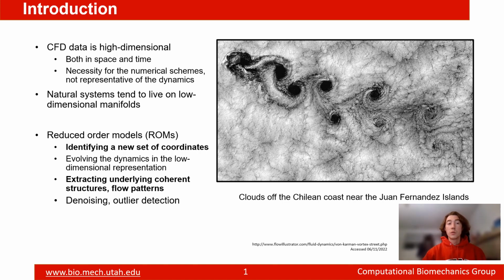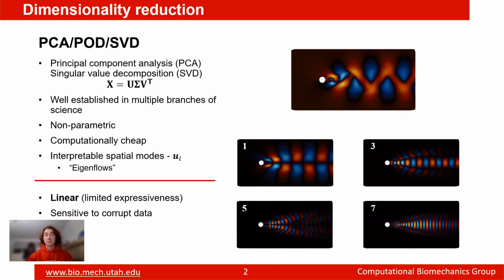The first step of reduced order modeling is identifying this new set of low-dimensional coordinates. We can use these coordinates to evolve the time dynamics or to extract underlying coherent structures and flow patterns, which will be the main focus of this talk.